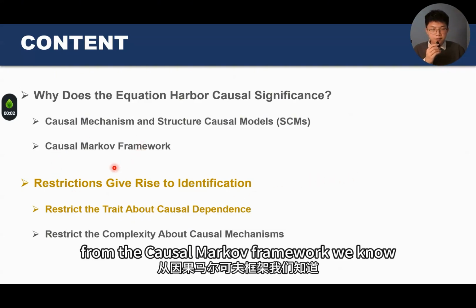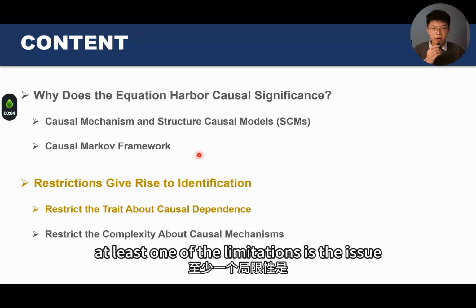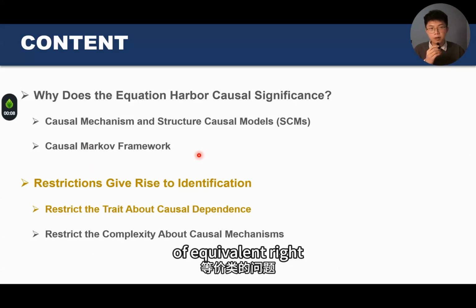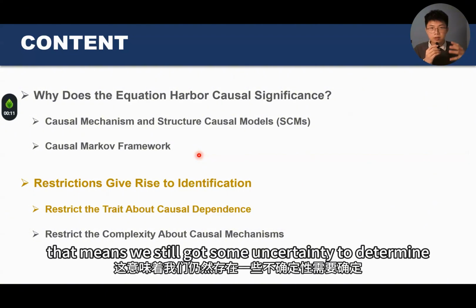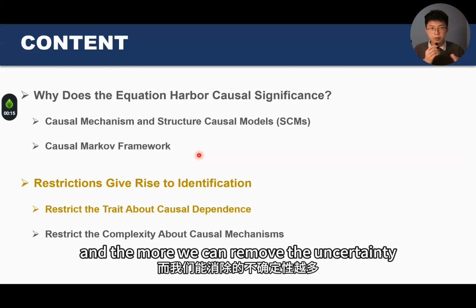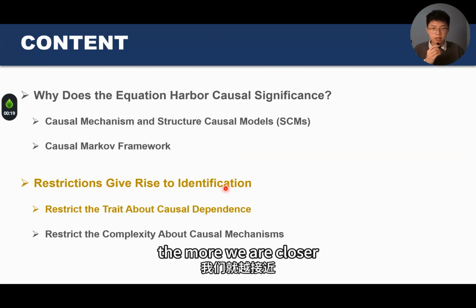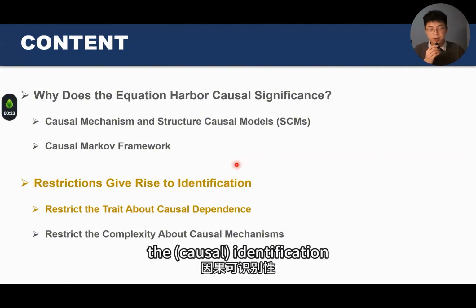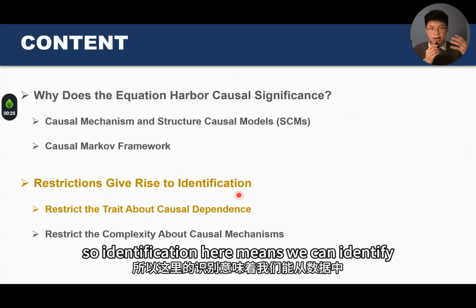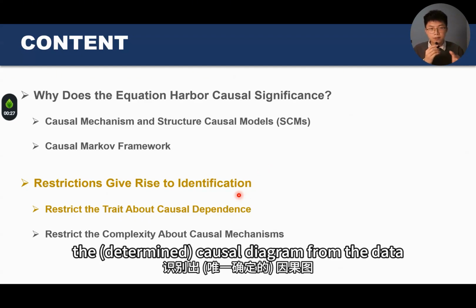From the causal Markov framework, we know at least one of the limitations is the issue of equivalence, right? That means we still have some uncertainty to determine. And the more we can remove the uncertainty, the closer we get to the identification. Identification here means we can identify the causal diagram from the data.